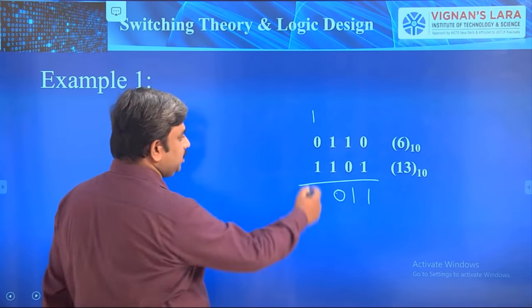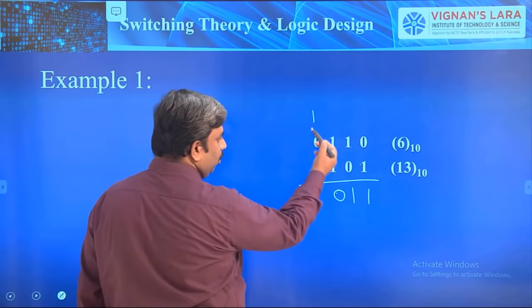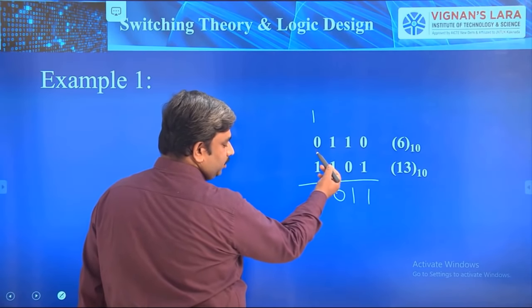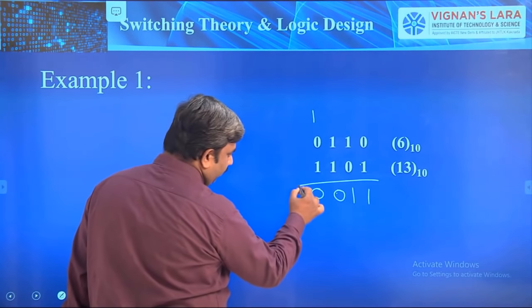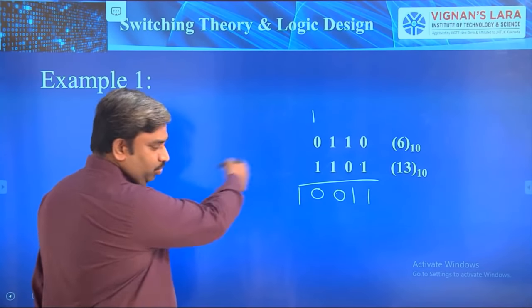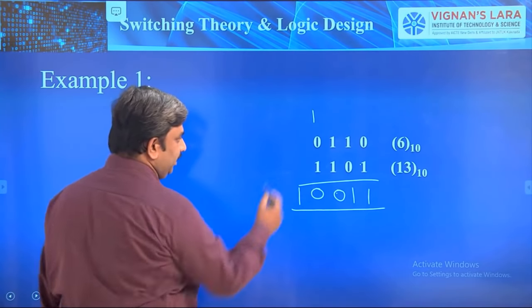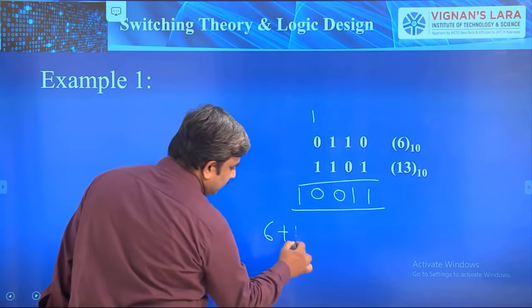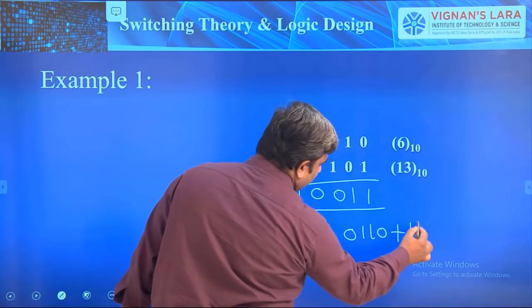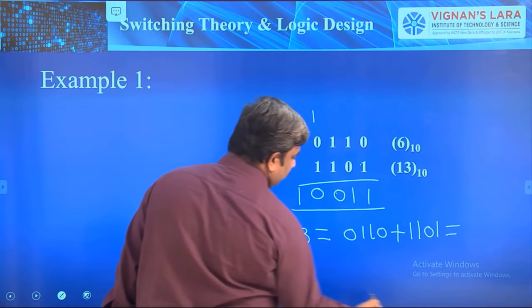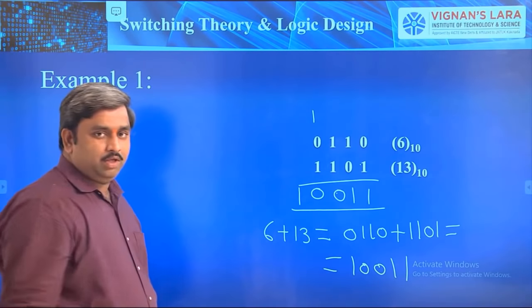So now 0 plus 1 is 1, 1 plus 0 is 1, and 1 plus 1 is 0 as the sum and 1 as the carry. Here there is no further addition, so I am writing it in this way. So finally 6 plus 13 is equal to 0110 plus 1101, which gives the final value 10011. This is the answer.